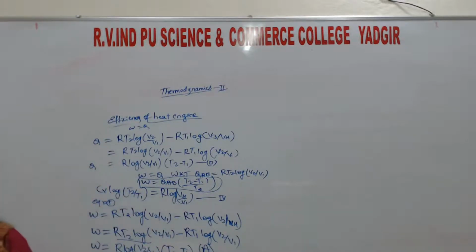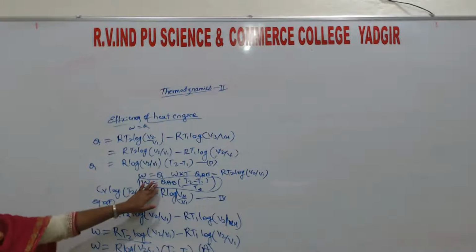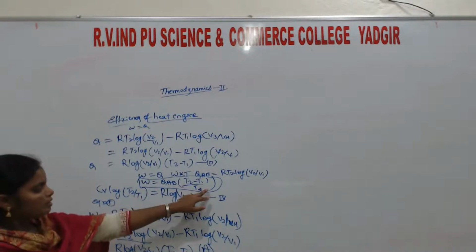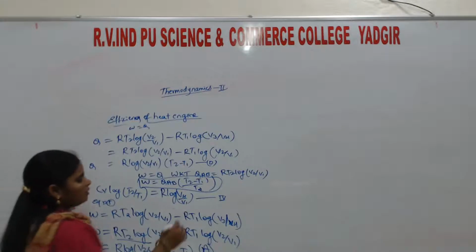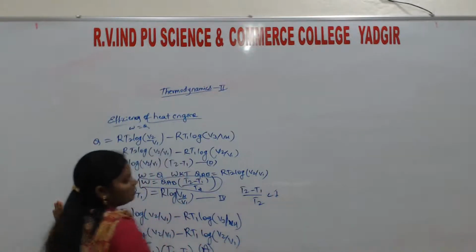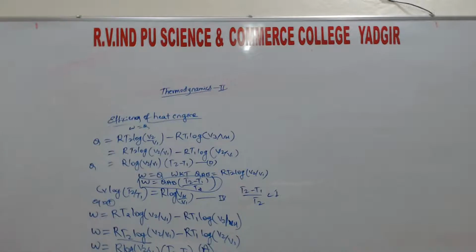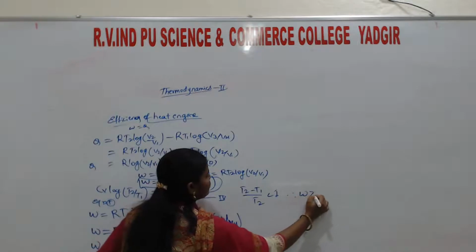According to the work done, the efficiency of a heat engine is W equals QAB, T2 minus T1 divided by T2. As a general term, this is written as T2 minus T1 divided by T2, which is less than 1. Then it follows that W is less than Q.